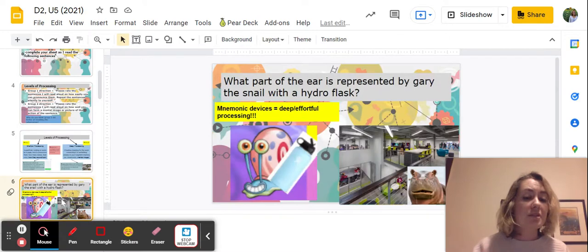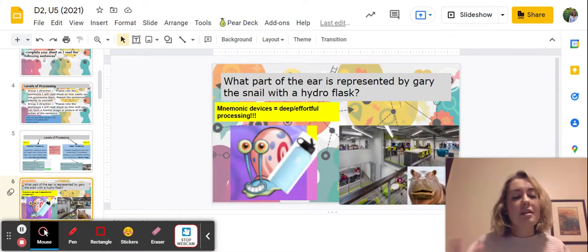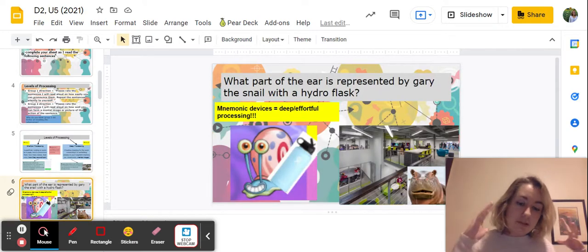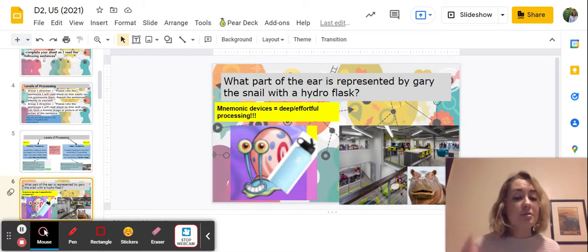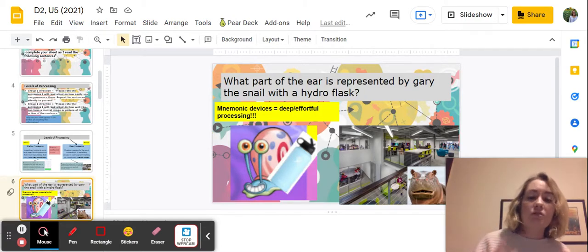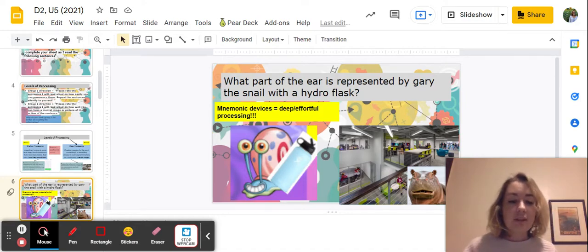The more you can connect new things to things that are already in your memory system, the more it's going to help you create a deeper memory that's stronger, more durable.